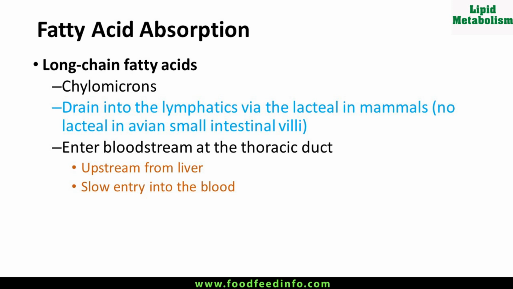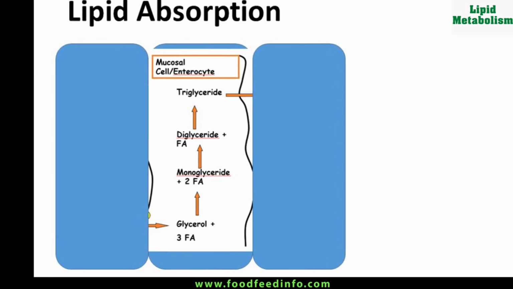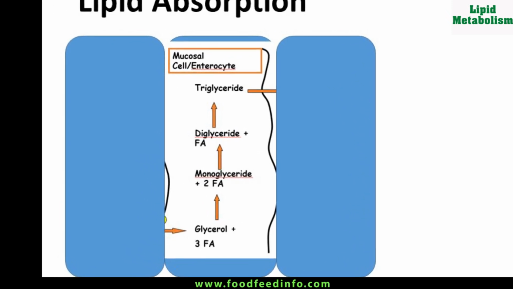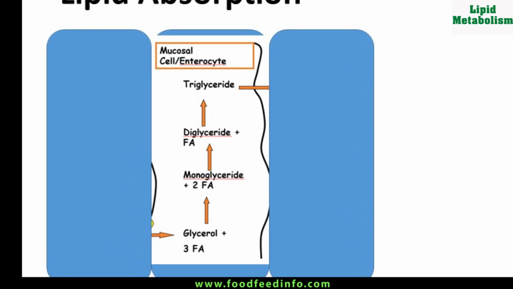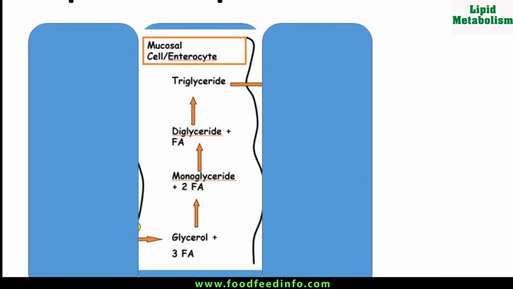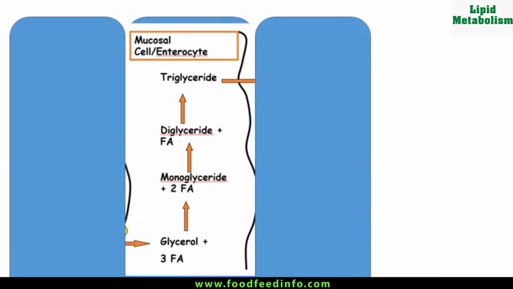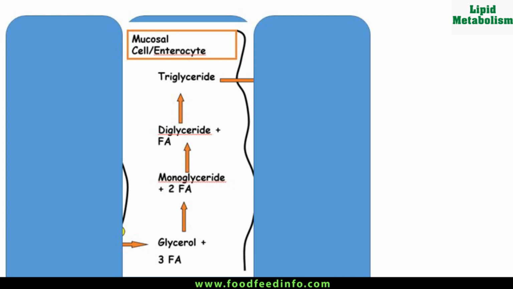So the chylomicrons drain into the lymphatics via the lacteal, and then enter into the bloodstream at the thoracic duct, that is upstream from the liver. So they have a slow entry into the blood. In the enterocytes, there is a repackaging and there is a formation of a new triglyceride. They accumulate as lipid droplets at the endoplasmic reticulum.